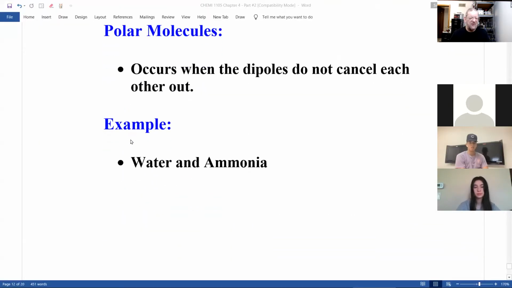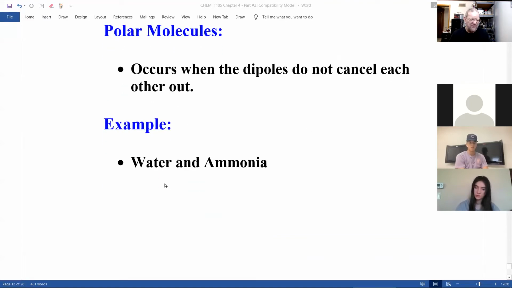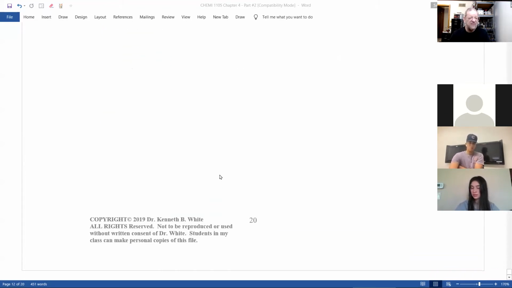And because of that, you can have polar molecules where the dipoles cancel out. In water, there's no true charge, but still the charge on hydrogen and oxygen are important. Ammonia is another compound that can hydrogen bond, but not like water.